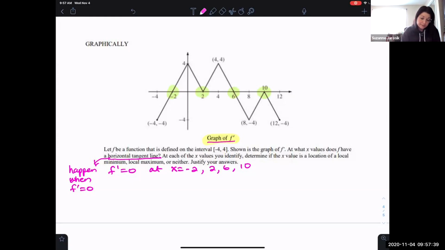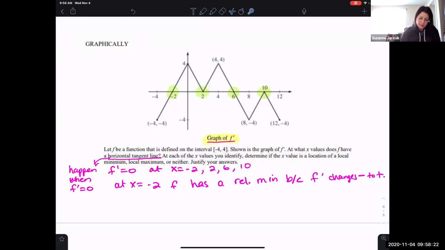Now let's talk about each one. So at x equals -2, do we have a sign change? We sure do. We go from negative to positive. So at x equals -2, f has a relative min because f prime changes from negative to positive. Let's look at 2.